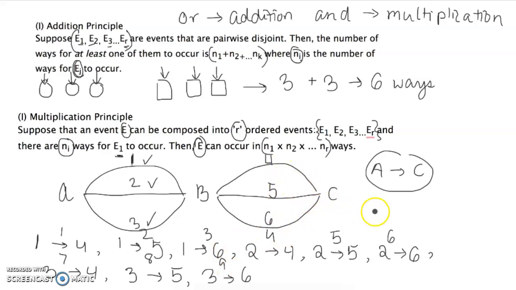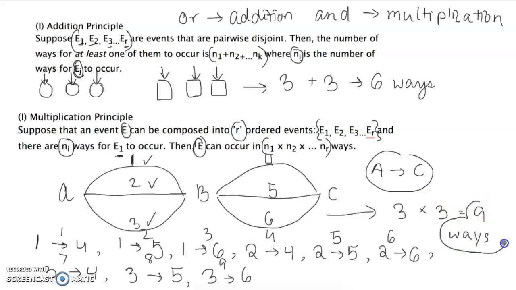But there's a shorter way to do this using the multiplication principle, which is basically 3 times 3, which is equal to 9 ways. The reason I did 3 times 3 is because we have 3 routes from A to B, and then we have 3 routes from B to C. If you take a moment to think about this, then it'll make sense. That's why you do 3 times 3 to get 9 ways. Either way, your answer should be 9 ways.